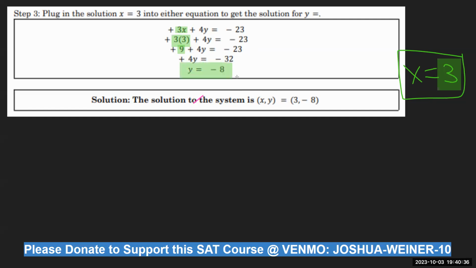Putting them together, the location on the map, if we were to put that information together, the correct answer for the solution to the system would be at the location 3, negative 8 on the coordinate plane.